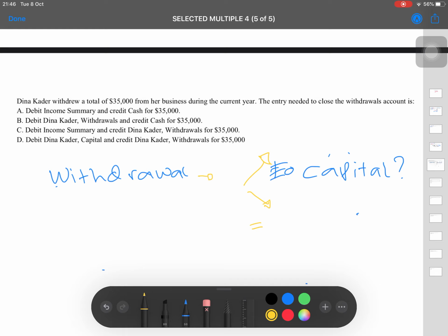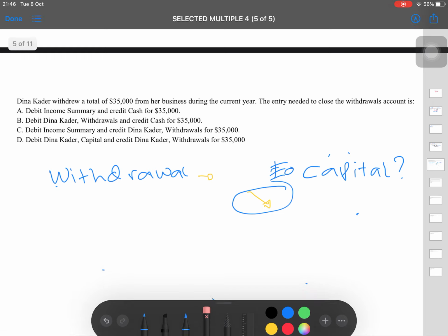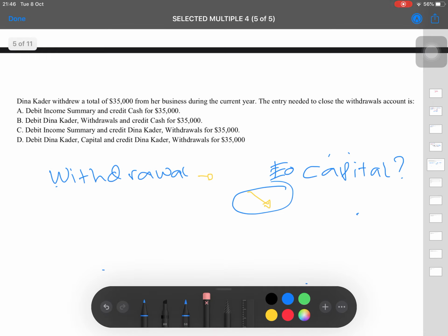As we all know, withdrawal decreases capital, right? So that is why when you want to close the withdrawal, this is just the logic, you know. When you close the withdrawal, this is how you record. Because of withdrawal, capital will decrease, right? Because capital decreases, remember, you need to record the capital on the debit side, right? Capital, and withdrawal on the credit side. Okay, for 35,000.